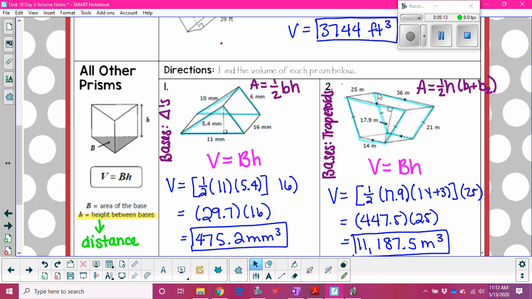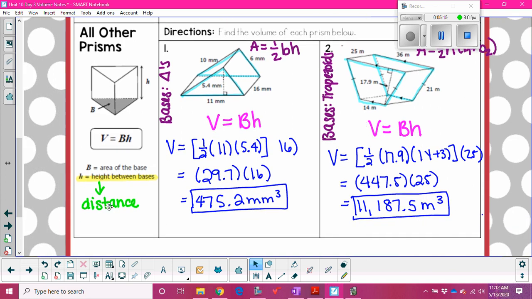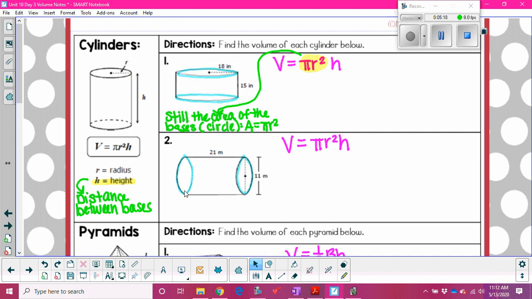Okay, so let's move on to page 2. Talking about cylinders. The formula for the volume of a cylinder is still the same as what we're doing with the prisms. It's still the area of the base times the height, because the bases of these cylinders are circles, and the formula for the area of a circle is pi r squared. So still the area of the base times the height. Remember, the height is the distance between the two bases.